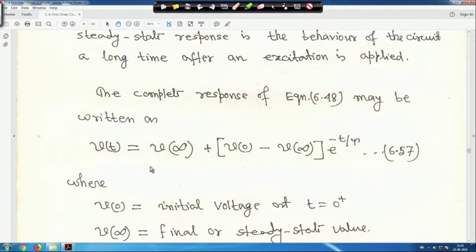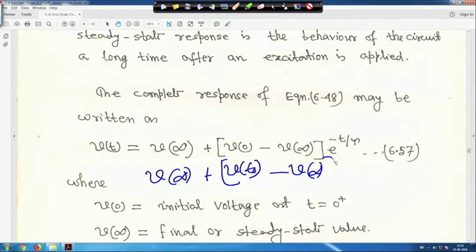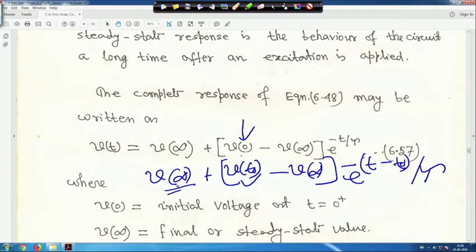This will remain V infinity plus, now this was there when t is equal to 0, with the switch closing at t is equal to 0 plus. Now the switch changes at t is equal to t0, therefore the initial value will be Vt0 instead of V0, but the steady state value remains the same. So it is V infinity plus Vt0 minus V infinity, then e to the power minus, instead of t, t minus t0 divided by tau.